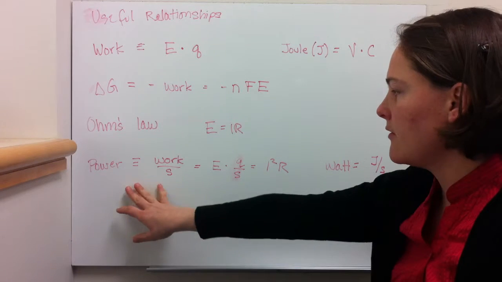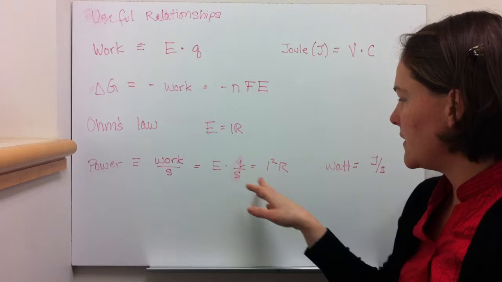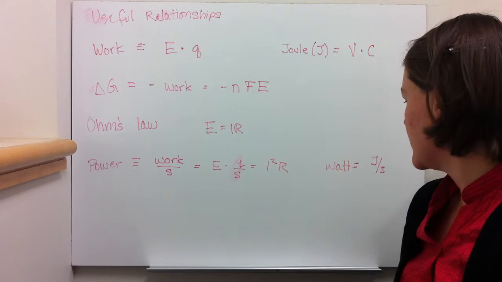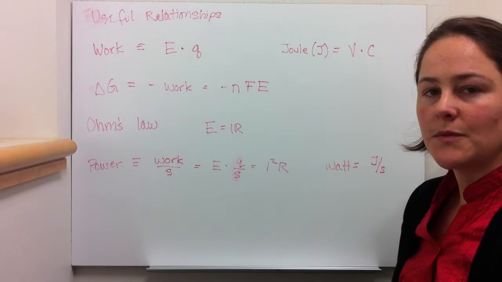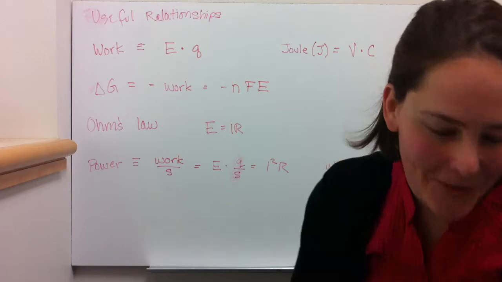You can also say power is defined as work per second, and eventually you can make that the same thing as current squared times resistance. And that's measured in watts, which is joules per second. So that's all for the introduction to electrochemistry.